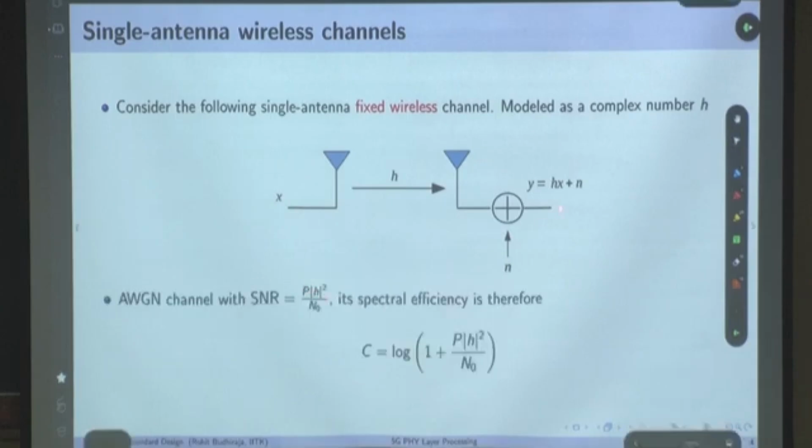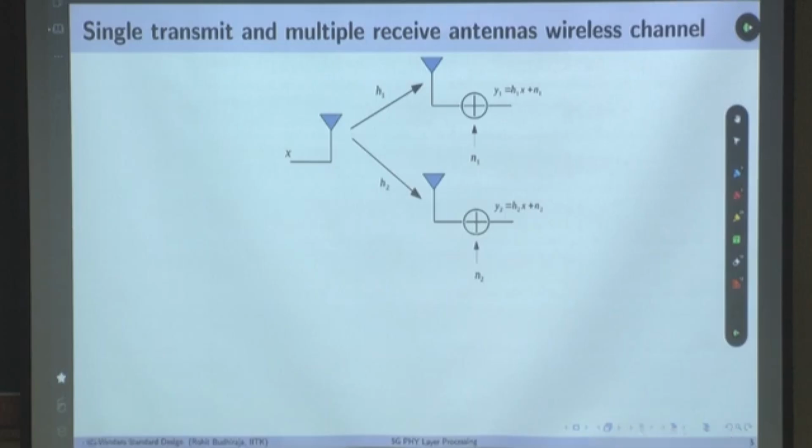Now if you look at this, what will be the SNR? Signal power is h square times the power of x. If x has power P and n has variance N naught, SNR becomes P times h square by N naught. Spectral efficiency is there for this, right? Fine. Now the SNR is this, the channel has come. Now let's see what we are doing here.